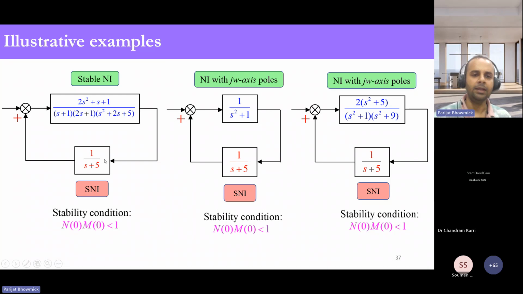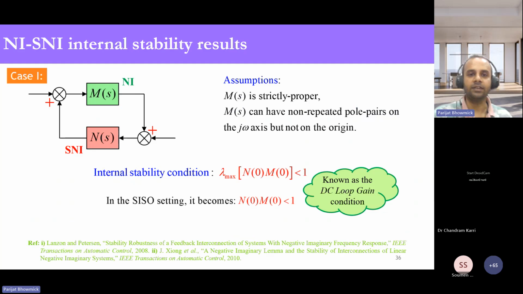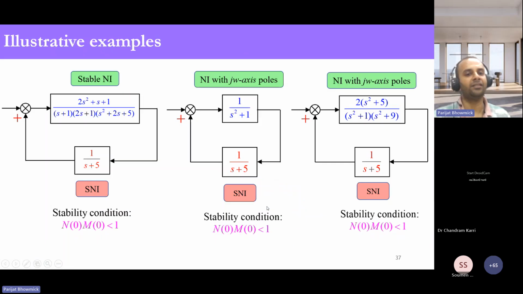Not only that, there can be many choices. You would be pretty surprised, and of course you would be asking me how it is possible that one controller can stabilize all these three plants, but at the same time you are saying there can be this many other choices. The only thing is, if you just see the stability result once again, the positive feedback interconnection of an NI system and an SNI system is asymptotically stable if and only if the DC loop gain is less than 1. That is the main criterion. That is the stability condition. It depends only on the zero frequency gain condition.